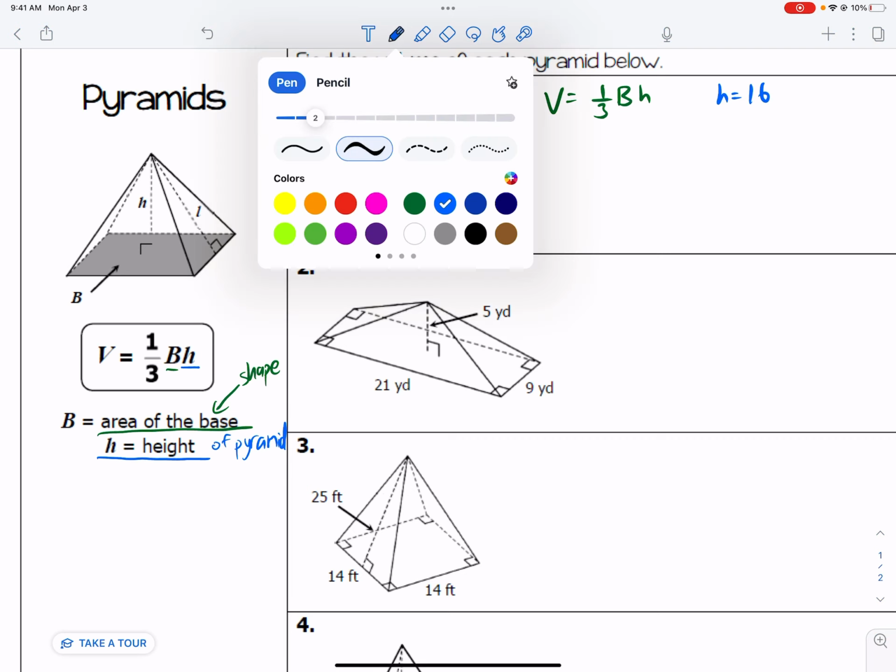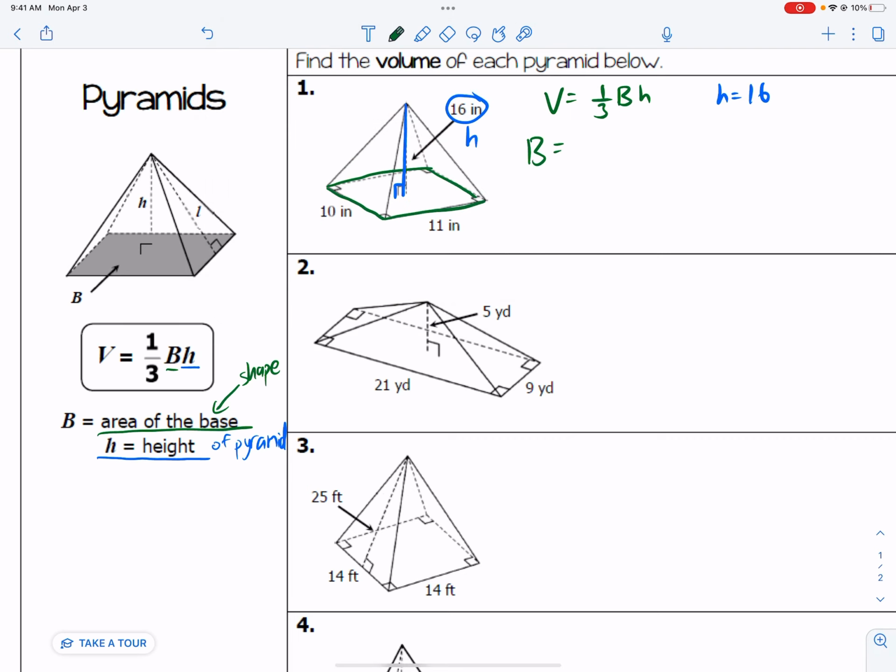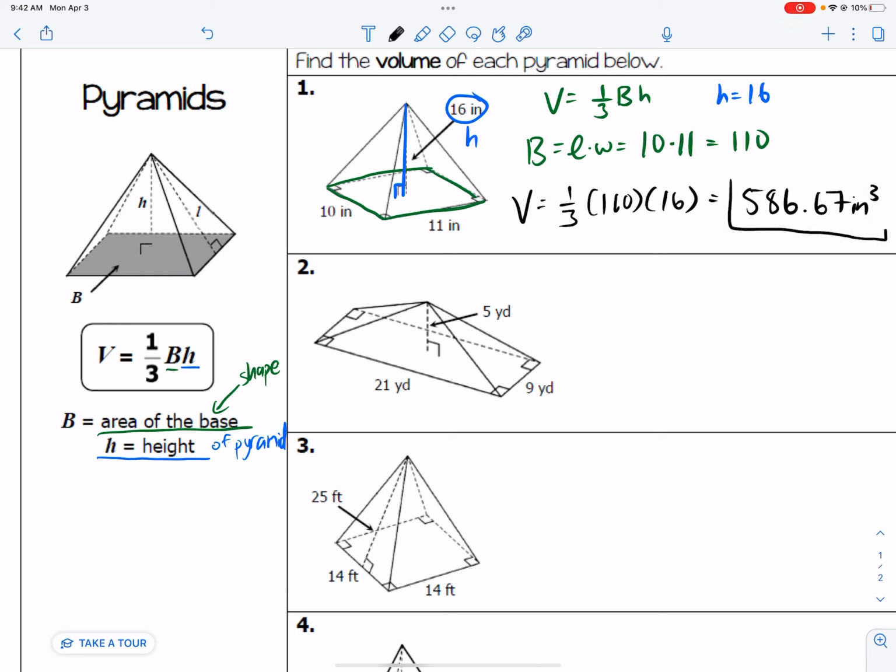For my base, it is going to be the green shape, which is a rectangle, which is length times width, which is going to be 10 times 11, which is 110. Now plugging everything into my formula, I have V equals 1/3 times 110 times 16. I'll be using my calculator to multiply, rounding to the nearest hundredth. It'll be 586.67. And remember, for volume, it is inches cubed. The unit is cubed, not squared, cubed. All right, there's number 1.